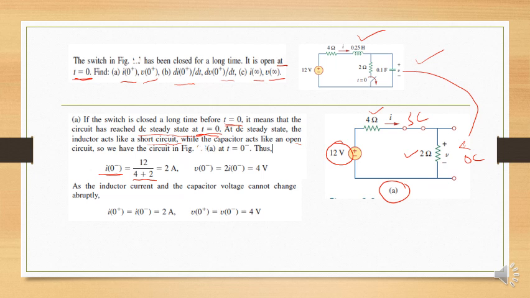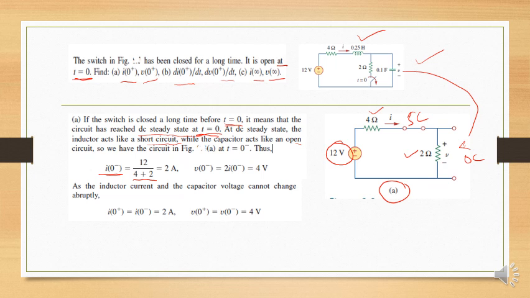In the previous state, this switch was connected, and with the continuous connection of this switch, our circuit is in steady state. In steady state, my inductor is going to act as a short circuit and the capacitor is going to act as an open circuit. So this was the condition, and in this condition we have to find the value of I of 0 negative. Time before t equal to 0 means the 0 negative side of the number line, right?